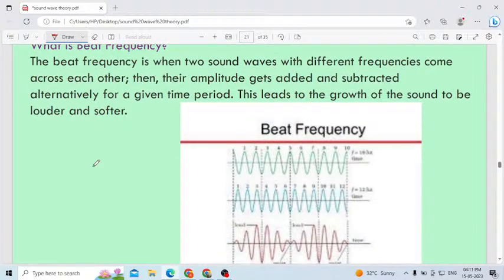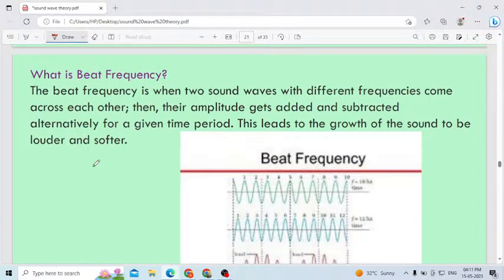Next, what is meant by beat frequency? Beat frequency occurs when two sound waves with different frequencies come across each other, and their amplitudes get added and subtracted alternately for a given time period. This leads to the sound growing louder or softer.